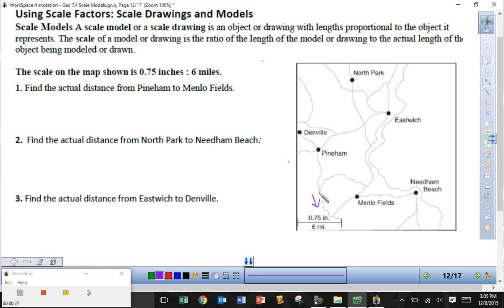So what we want to do is go ahead and measure the actual distance here on our model and use that to convert to what the actual distance between two towns would be. Okay, so let's go find our distance on our model first. So pause the video and go find the distance from Pineham to Menlo Fields on your drawing to the nearest 16th of an inch.